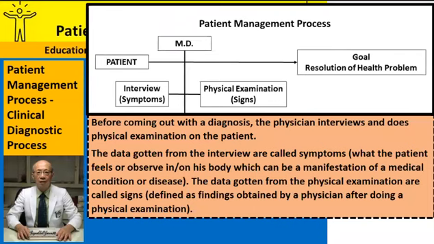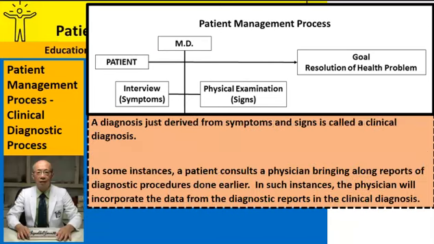Before coming out with a diagnosis, the physician interviews and does physical examination on the patient. The data gotten from the interview are called symptoms, meaning what the patient feels and observes in and on his body, which can be a manifestation of a medical condition or disease. And the data gotten from the physical examination are called signs, defined as findings obtained by a physician after doing a physical examination. A diagnosis just derived from symptoms and signs is called a clinical diagnosis.